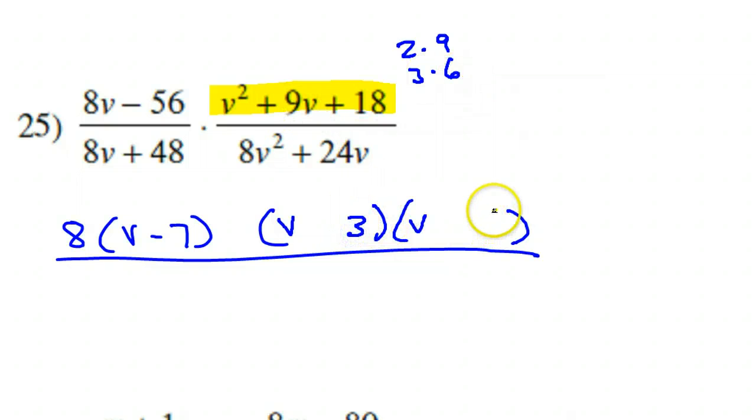So 3 times 6. Alright, inner plus outer equals middle. 3 and 6 make 9. Okay, so I just did that.